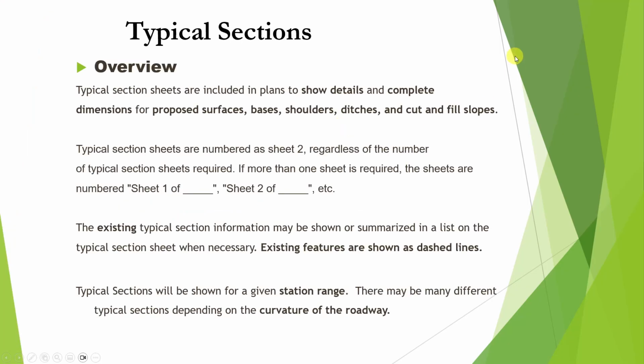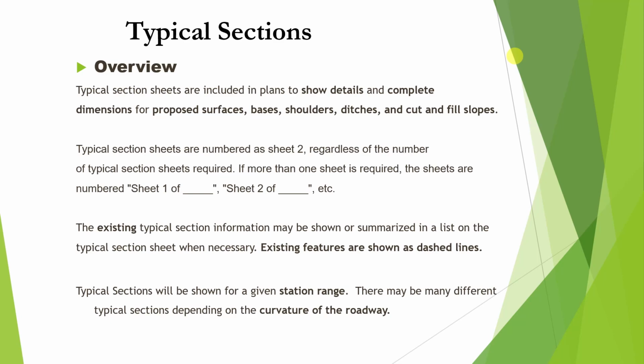Typical section sheets are included in the plans to show details and complete dimensions for proposed surfaces, bases, shoulders, ditches, and cut and fill slopes. Typical section sheets are numbered as sheet 2, as I talked about in the previous video. Regardless of the number of typical section sheets required, if more than one sheet is required, the sheets are numbered sheet 1 of how many you need. Let's say in our previous example it was 9, so 1 of 9, sheet 2 of 9, etc.